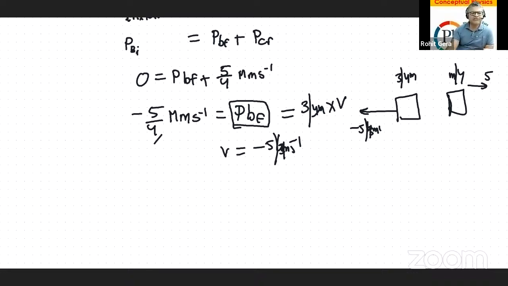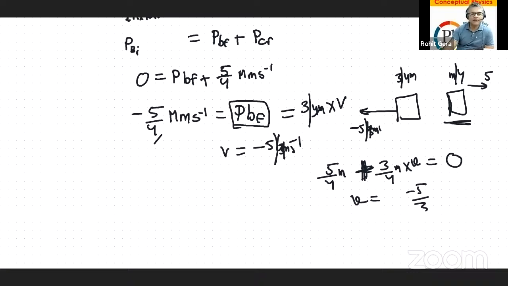But I'm not checking your calculation right now. I'm just telling you, the momentum of this mass was known to you, so you wrote it as 5 by 4 m. And then you said the sum of the momentum, which is 3 by 4 m into its velocity, should also stay 0, because initially it was 0, right? Yes. And so you found the velocity is equal to minus 5 by 3 meter per second. Don't worry about calculation right now. We're concentrating on something else.